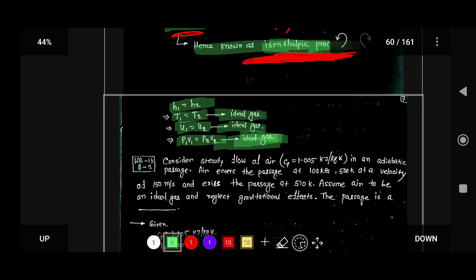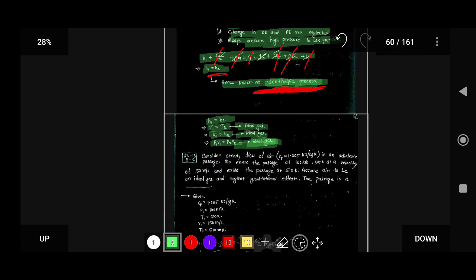Okay, so this is all about the steady flow energy equation. In every GATE paper, there must be one question from the steady flow energy equation. So steady flow energy equation is very important.